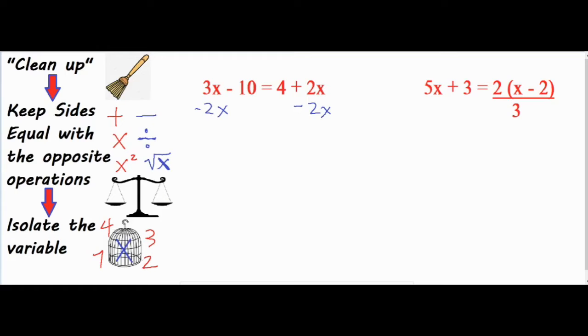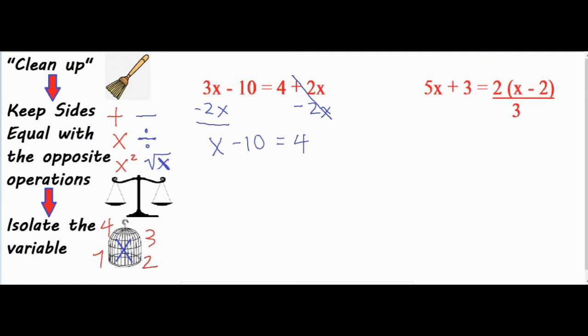So if I do something to one side, I always do it to the other, and that cancels out my 2x, and 3x minus 2x is just 1x. So I could just write that as x. Okay, and I still have minus 10 equals 4.